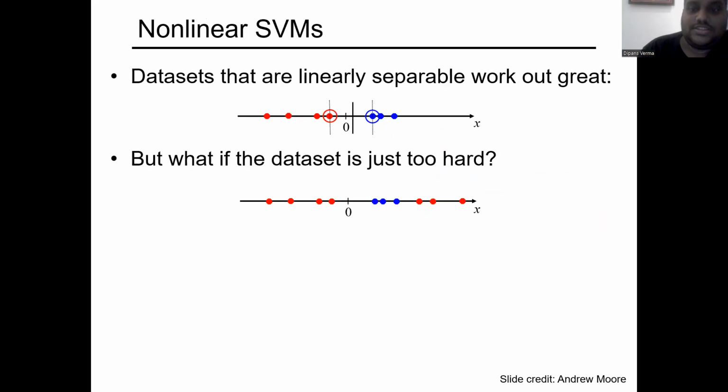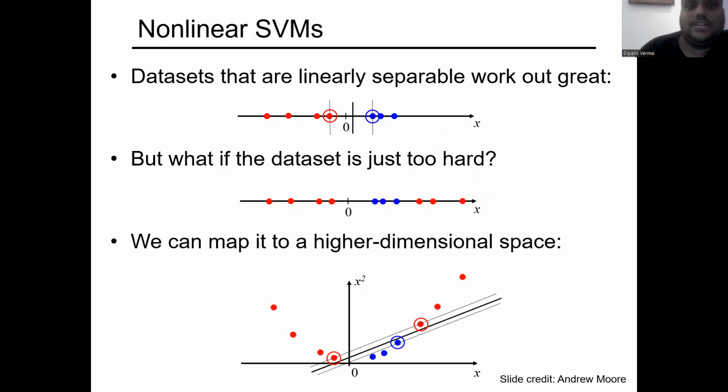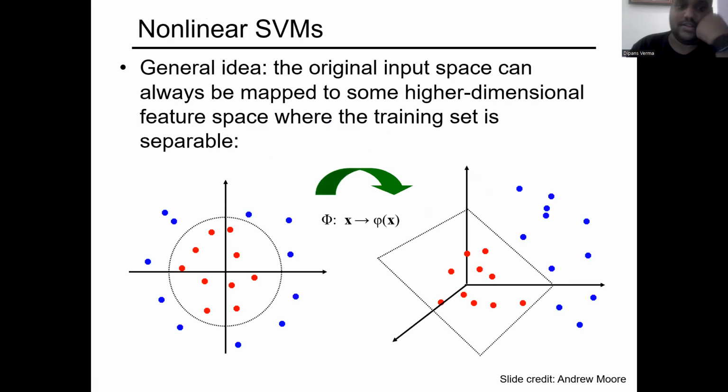But what if the data set is just too hard? Okay, so basically, the data set is not linearly separable. What can be done? It can be mapped to a higher dimensional space.